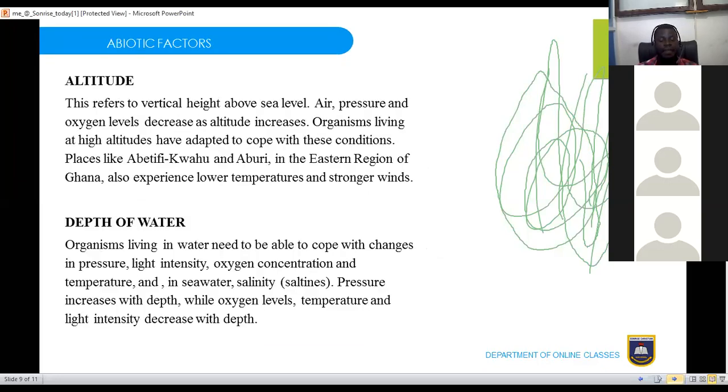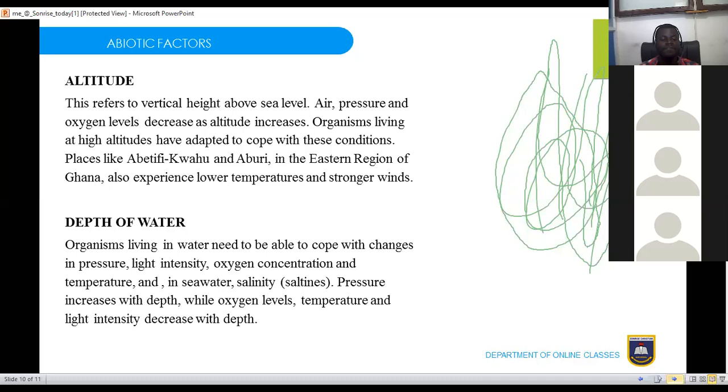The next factor I would like us to look at is the altitude. Now, the altitude is the vertical height above sea level. All right, as altitude increases, air pressure and oxygen levels decrease. Living organisms at higher altitudes will have to adapt to cope with these conditions.